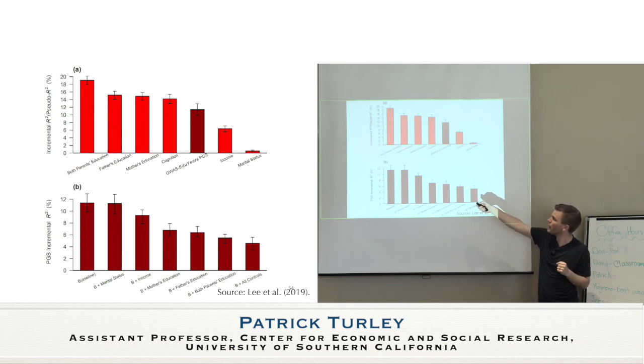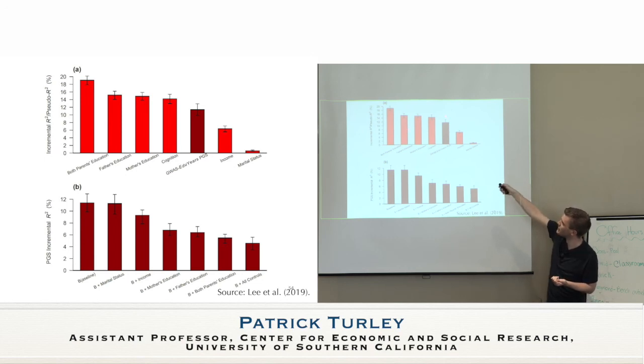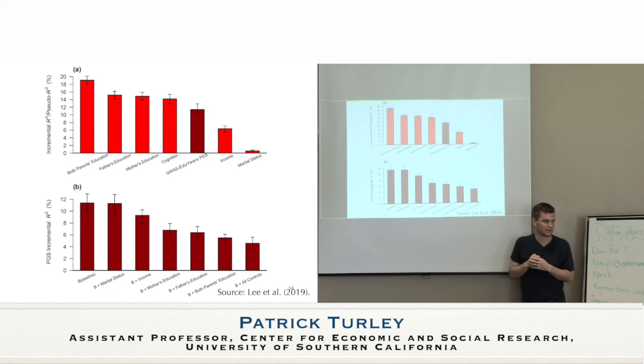This first bar is if you have both parents' education. Both parents' education explains about 20% of the variance in educational attainment. Down to income, which looks like maybe 8 or something like that. Marital status is almost nothing. And this is the EA3 PGI, and it's explaining 10-ish% of the variation itself.